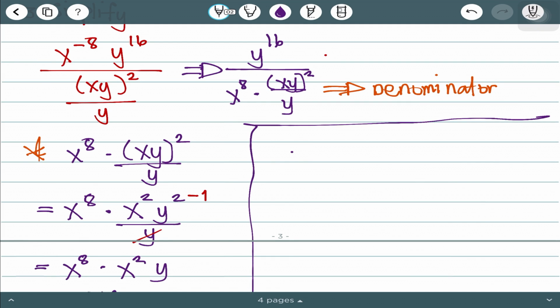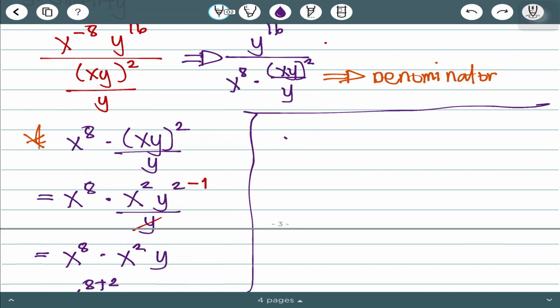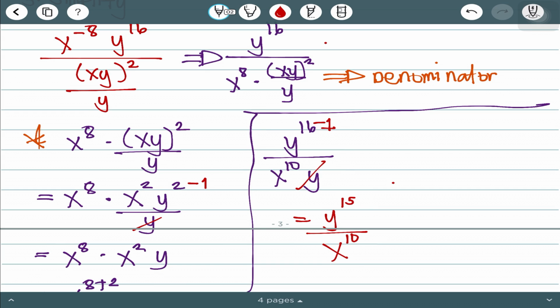We can now rewrite the fraction: y raised to 16 over x raised to 10 y. Cancelling out y in the denominator, we get the answer y raised to 15 over x raised to 10. And that will be our final answer.